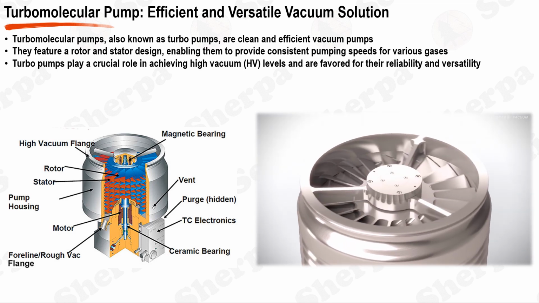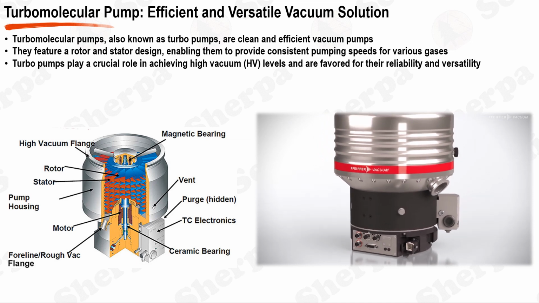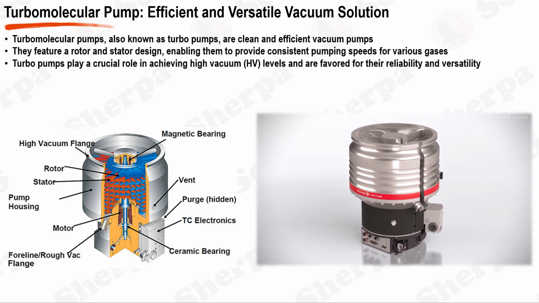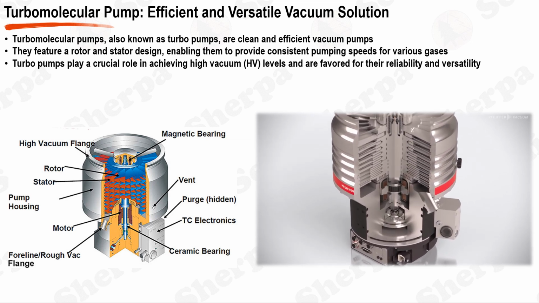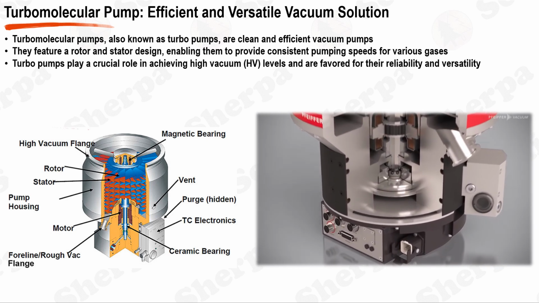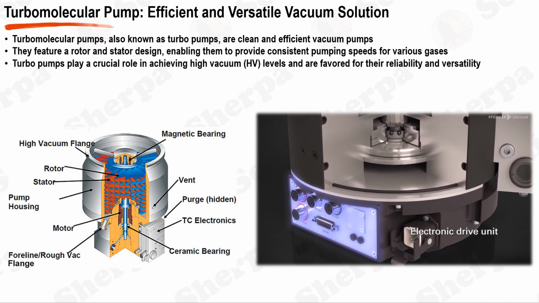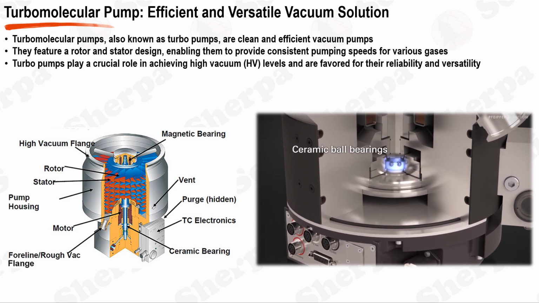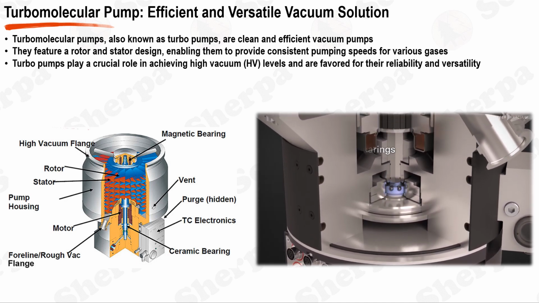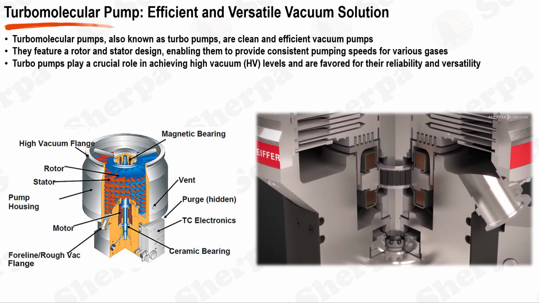Turbomolecular pumps, commonly referred to as turbo pumps, are sophisticated vacuum pumps widely used in semiconductor vacuum processes. They consist of a rotor and stator arrangement, where the high-speed rotation of the rotor generates molecular flow and enables efficient gas evacuation. The rotor of a turbo pump plays a crucial role in the pumping process. It is equipped with precision-engineered blades that are designed to create a superposition of velocities with the gas molecules, effectively directing them towards the exhaust side of the pump.